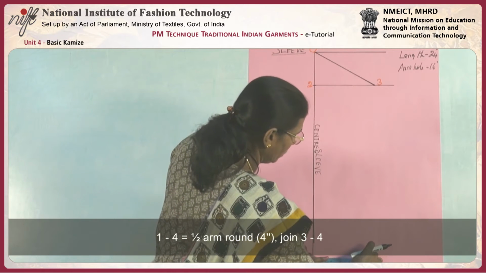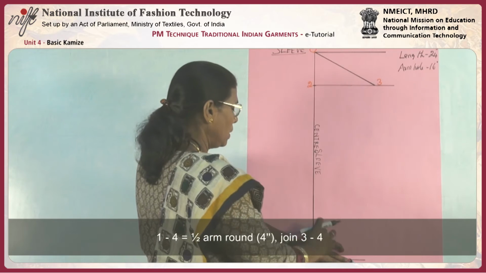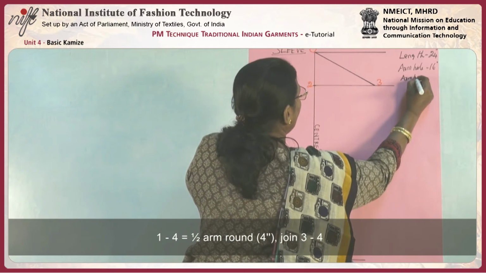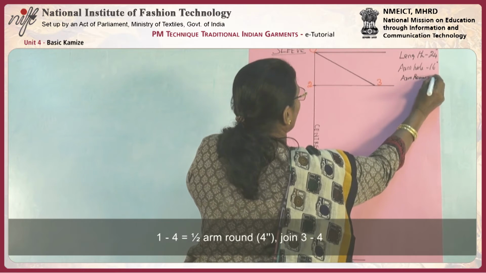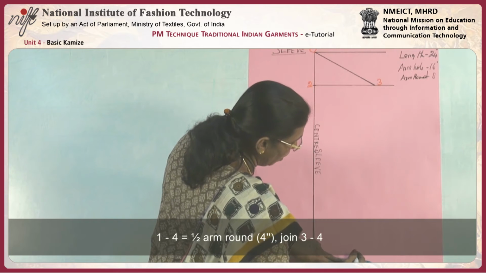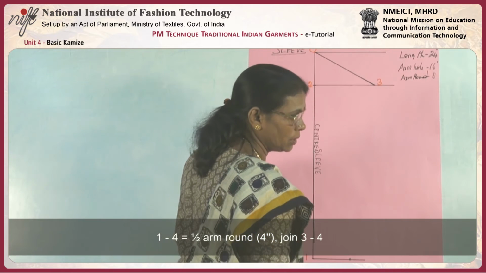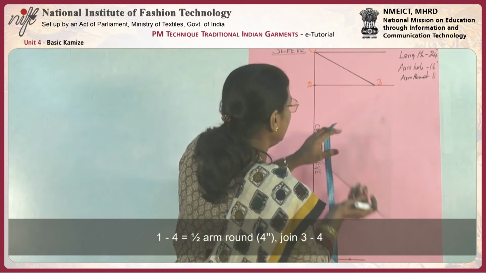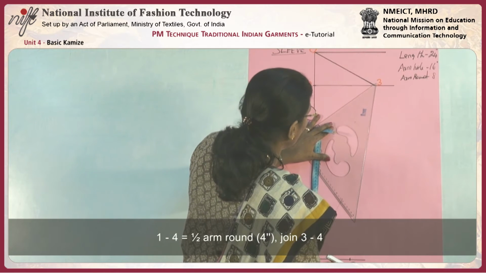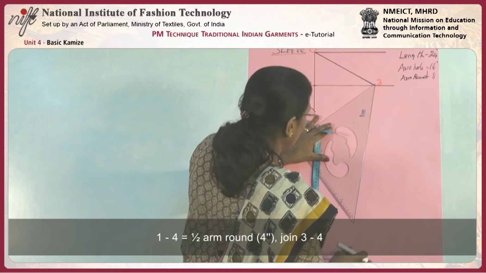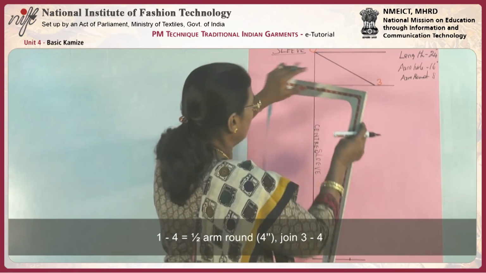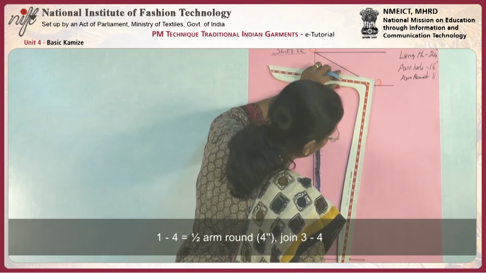1 to 4 is 1/2 of arm round. The arm round is measured as 8 inch. Mark 1/2 of arm round as 4 inch and join the side seam from 3 to 4.